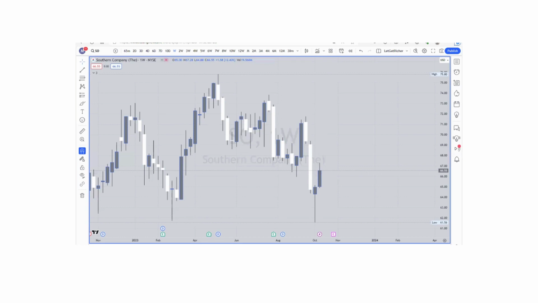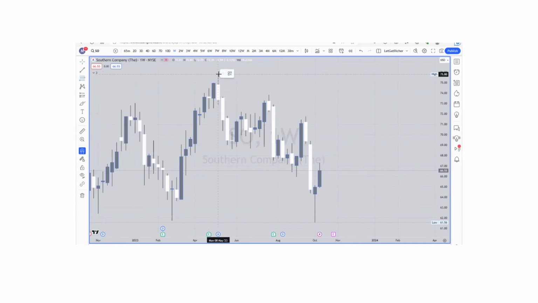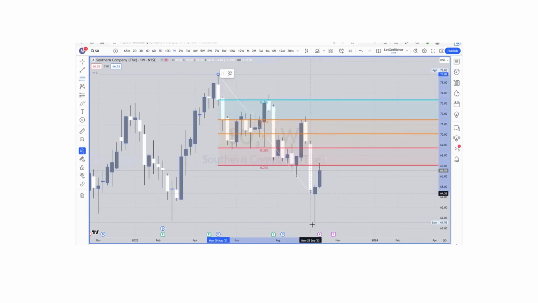All right, so here you have SO on the week on TradingView. To find the fib retracement, you're gonna go over here to the left. You're gonna click on this arrow, fib retracement. You're gonna connect, let's say we wanna do this downtrend, so we're gonna connect from this high to this low.